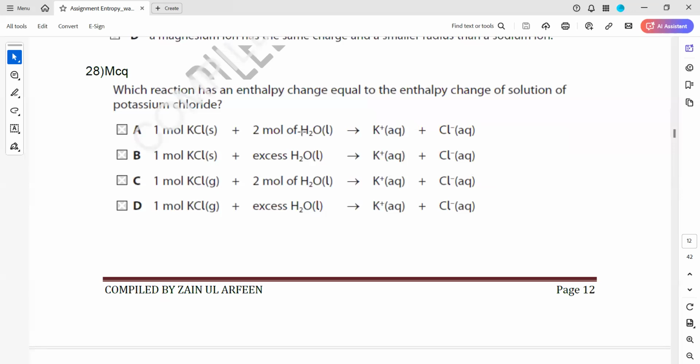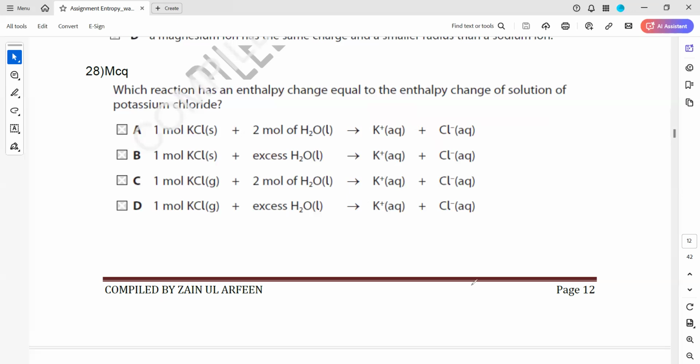So here, 1 mole in 2 mole, when excess water is there, when a solid... Because when ions in the gaseous state form a compound, we call that lattice energy. For solution, the term hydration means when ions in the gaseous state become aqueous. We call that hydration energy.